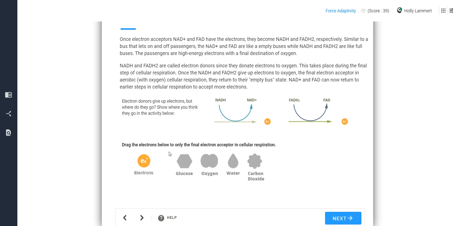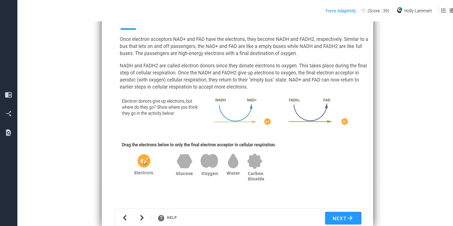NADH and FADH2 are called electron donors since they donate electrons to oxygen. This takes place during the final step of cellular respiration. Once the NADH and FADH2 give up electrons to oxygen, the final electron acceptor in aerobic, which means with oxygen, cellular respiration, they return to their empty bus state. NAD+ and FAD can now return to earlier steps in cellular respiration to accept more electrons. Here it says, electron donors give up electrons, but where do they go? Show where you think they go in the activity below.